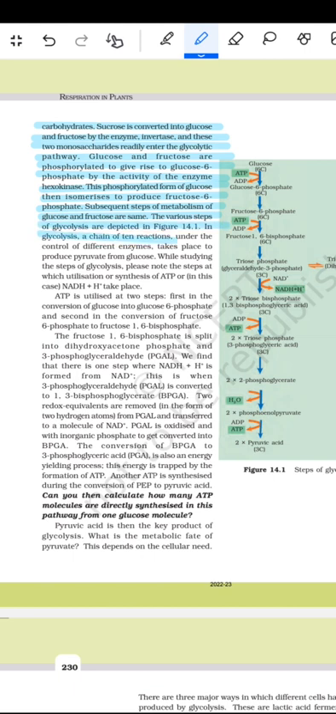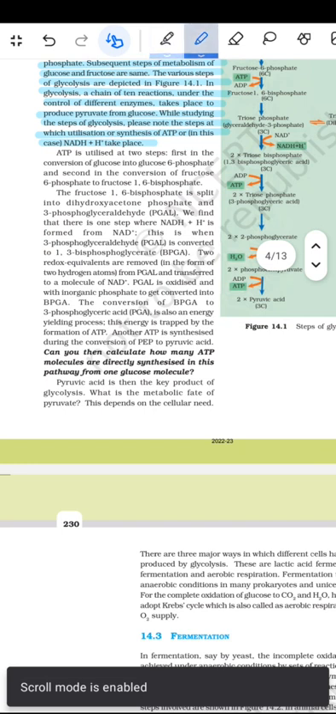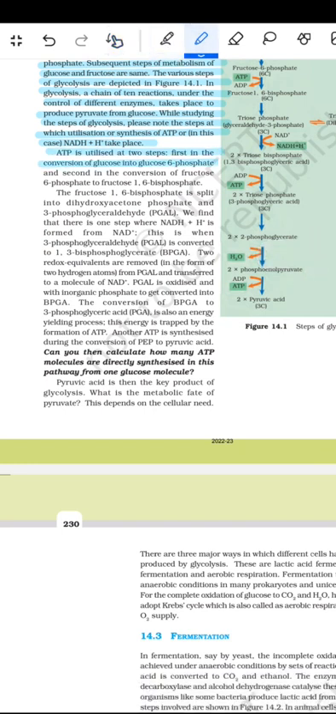In glycolysis, a chain of 10 reactions under the control of different enzymes takes place to produce pyruvate from glucose. While studying the steps of glycolysis, please note the steps at which utilization or synthesis of ATP, or in this case NADH plus H plus, takes place. Then it says that ATP is utilized at two steps: first in the conversion of glucose into glucose 6-phosphate, and second in the conversion of fructose 6-phosphate to fructose 1,6-bisphosphate. The fructose 1,6-bisphosphate is split into dihydroxyacetone phosphate and 3-phosphoglyceraldehyde.